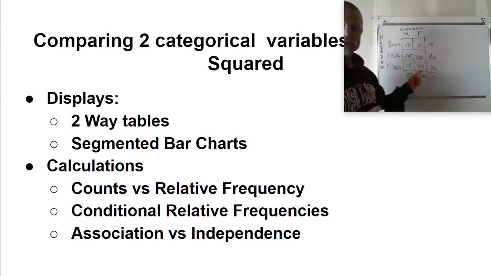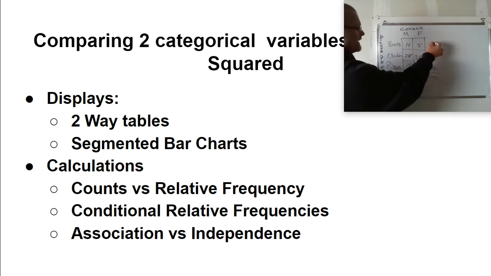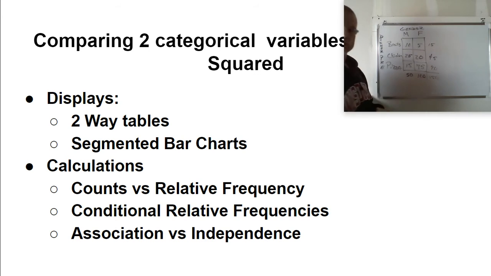So now we just get frequency counts here. Now over here, I got marginal counts. So when you're talking about summing up a row or summing up a column, you get what's called marginal counts. Then you get your total down there.